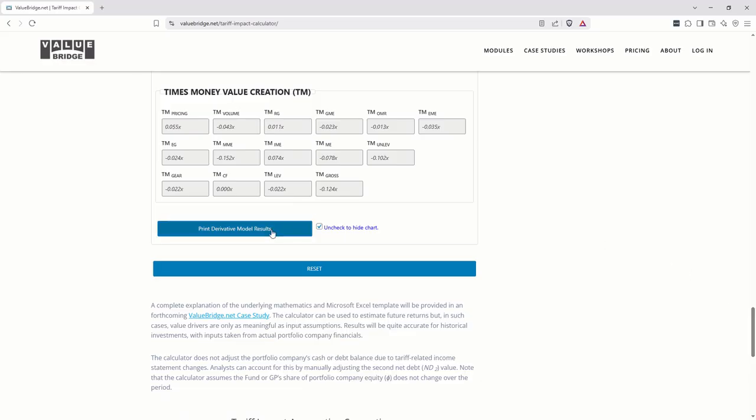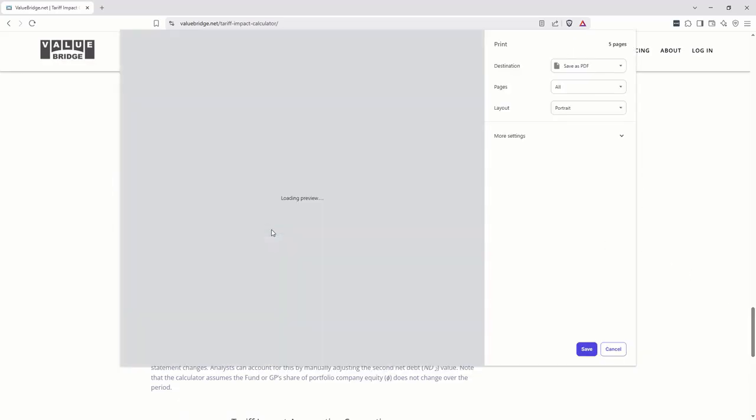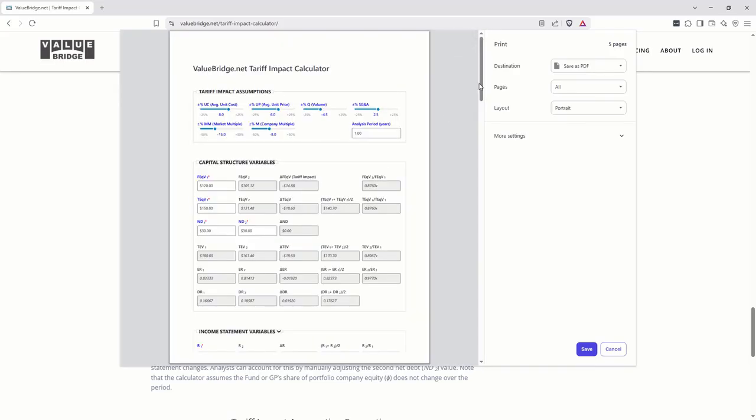If we wish to save this analysis with all of the inputs and outputs, we can click right here to print to paper or PDF.